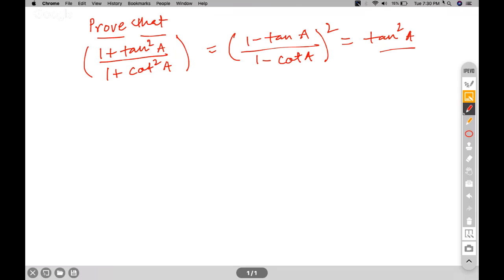Okay, if anyone wants me to do this, please type it in the chat box. Otherwise, I'll move to the next question. Because most of you have done this, there is no point doing it. If anyone wants me to do it, please let me know in the chat box.